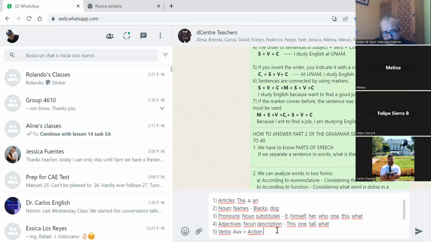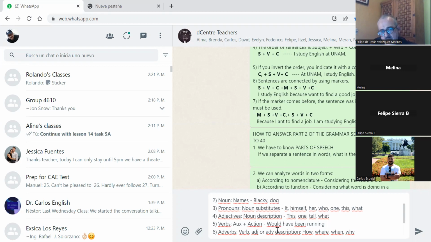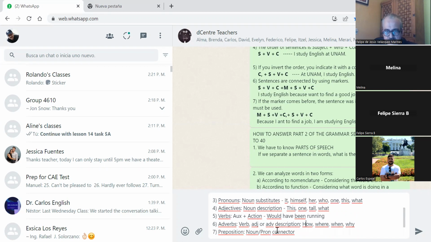Verbs: actions plus auxiliaries. For example, when we say would have been running, what is the verb? The verb is would have been running. But what is would, teacher? The main auxiliary. What is have? The secondary auxiliary. What is been? A third auxiliary. And what is running? The action. Together this is called the verb phrase. Others, yes, they answer the questions. They normally finish in ly, but not all the words that finish in ly are adverbs, and not all adverbs finish in ly.